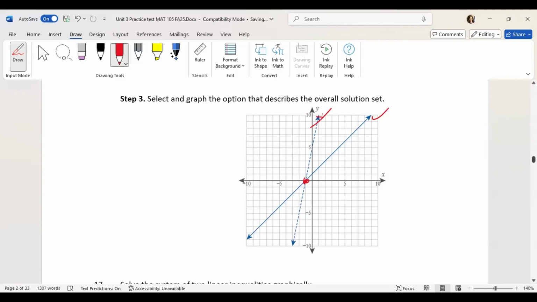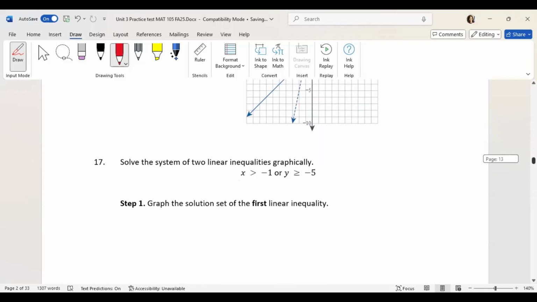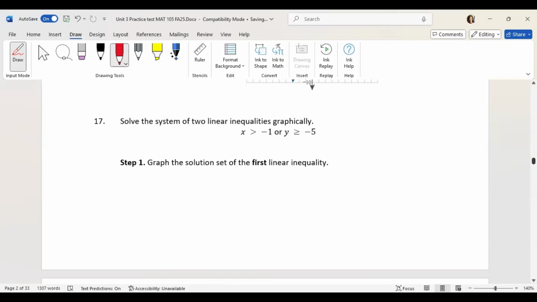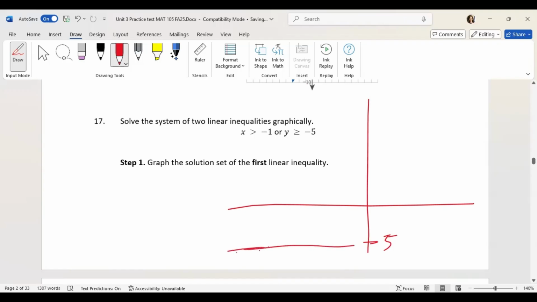You should be able to graph the inequality. Solve the system of two linear inequalities graphically. If you're told to solve it graphically, let's make a sketch. We have y is greater than or equal to negative 5. We're just going to graph it as if it is y equals negative 5. This is negative 5 here. But now we have greater than or equal to, so it's not going to be a dotted line. It has to be a solid line.